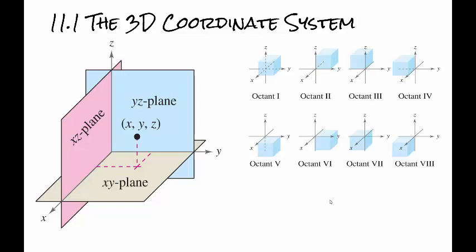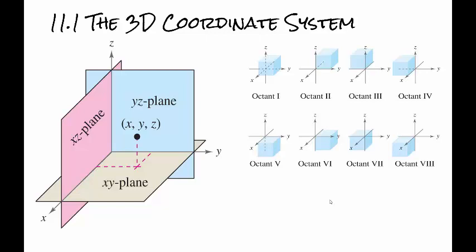Octant 3, we've moved back on the x-axis, to the left on the y-axis, and then up on the z, so this would be negative, negative, positive. Octant 4 is forward on the x-axis, left on the y-axis, and up on the z-axis, so this would be positive, negative, positive. Okay, now we move below.